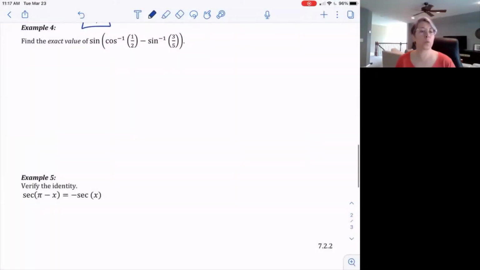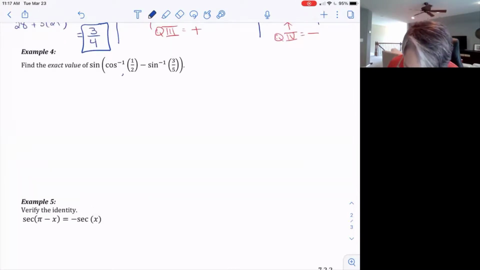In example 4, we're asked to find the exact value, but notice we have functions within a function. It's almost like a composite, right? For both of these, this is like angle alpha minus angle beta, because they are inverse functions, okay? So they are equal to angles. Well, we know what angle gives us a cosine value of 1/2. That would be pi over 3.